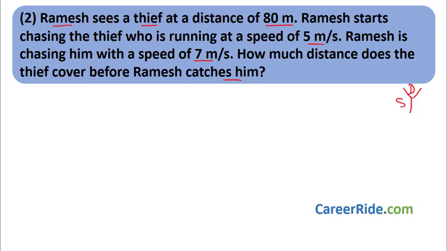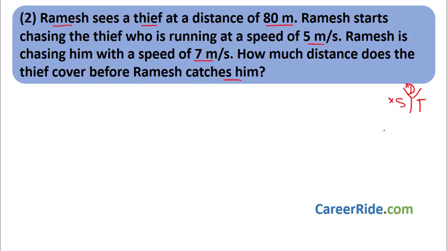So write DST. Now let's take out what category of sum this is. Now over here, is the speed same? No, both have different speeds. Then the distance, actually no, because the thief is at a distance of 80 meters and then both start running, then Ramesh covers more distance. So distance is not same. Is the time same? Yes, the time is same. Let's see how.